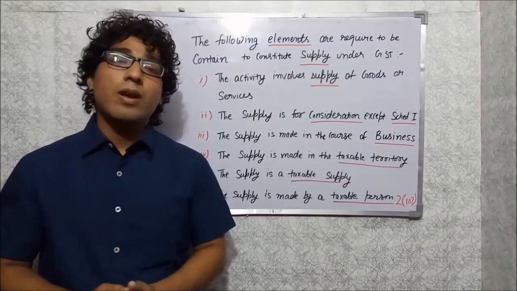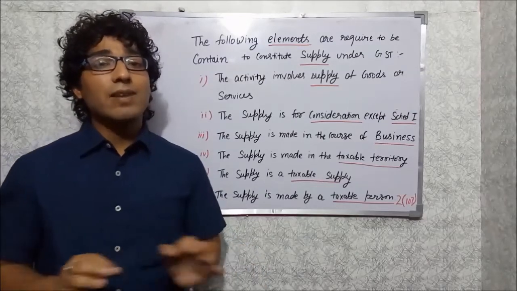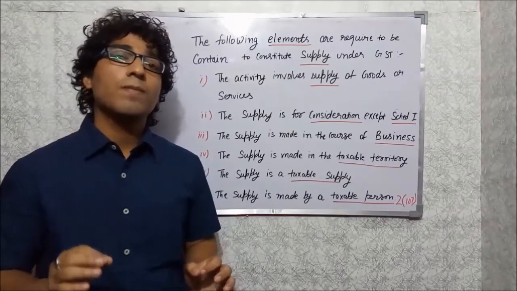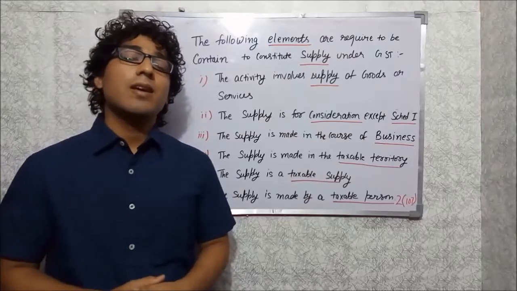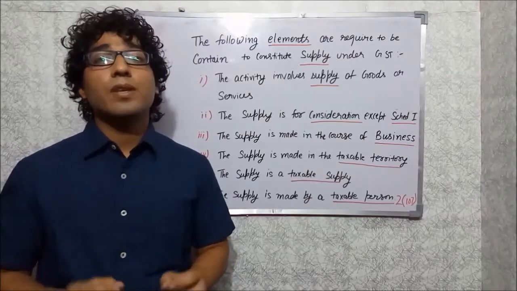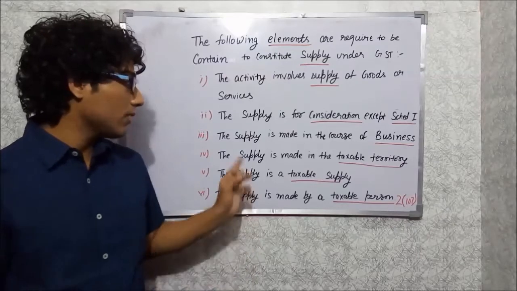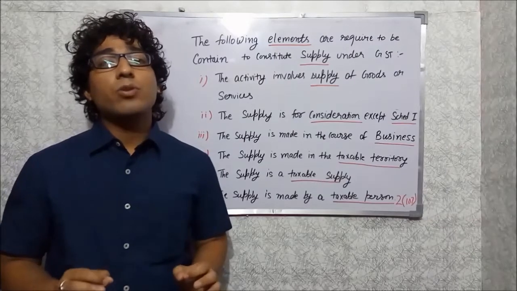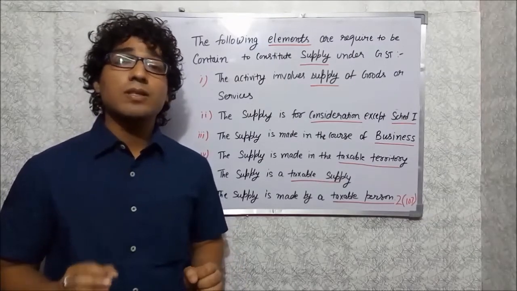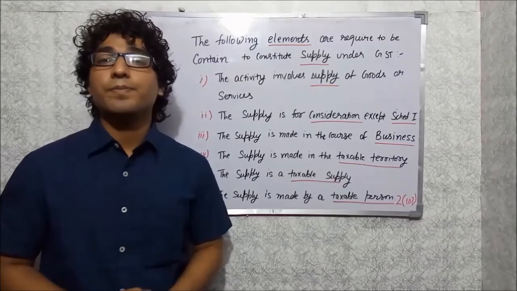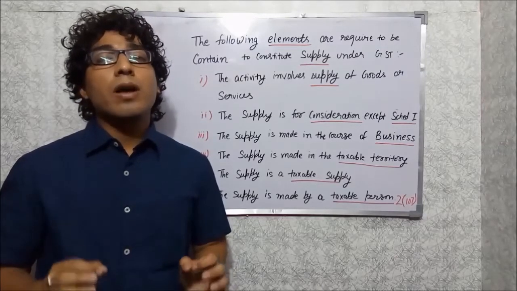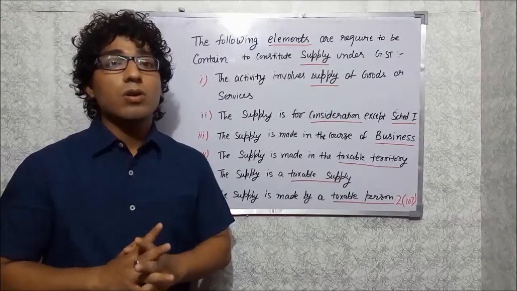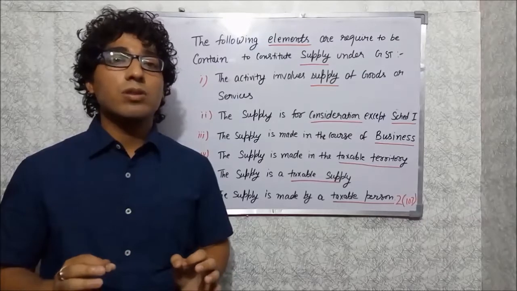So we have to take a look at Schedule 1 before we can say whether the activity is a supply or not. In general, if an activity doesn't involve consideration, it will not be a supply, but we have to check Schedule 1 before we can say whether that activity is a supply under GST or not. Third is that the supply is made in the course of business. There should be some business involved in that activity. So those persons who are using or supplying the goods or services for personal use should not be a supply of goods or services.